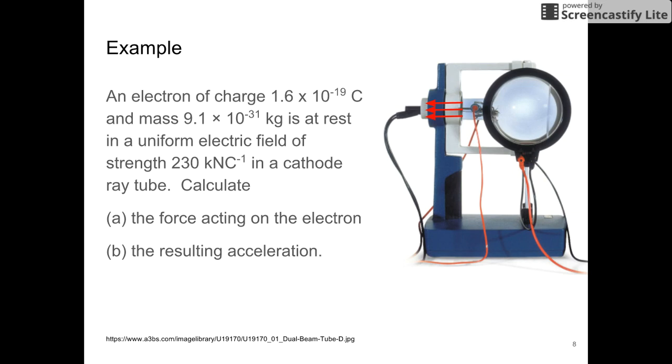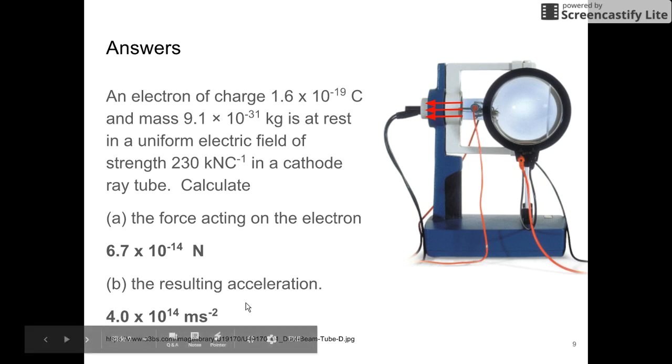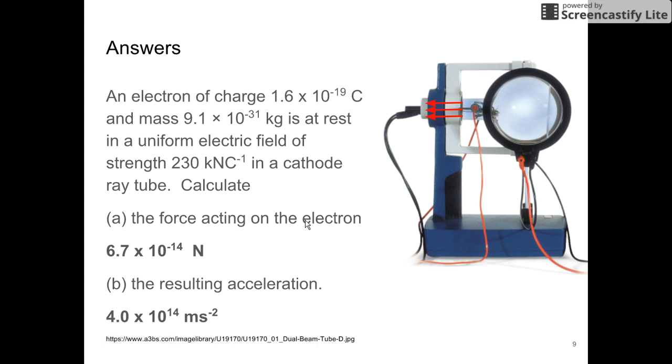Okay, so let's see what you've got there. 6.7 times 10 to the minus 14 newtons, obviously a very small force, but the acceleration is actually really large. You probably first thought, oh, that can't be right. 4 times 10 to the power 14 meters per second squared, that would be faster than the speed of light. You're thinking, well, it's not really, because it only accelerates for a very short period of time, and that's because you've got a very small mass. So you can have quite large accelerations in these particle accelerators.